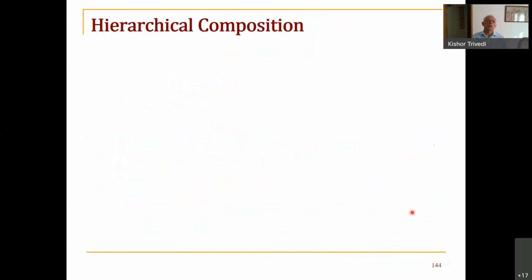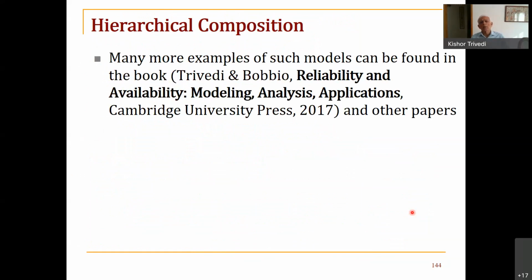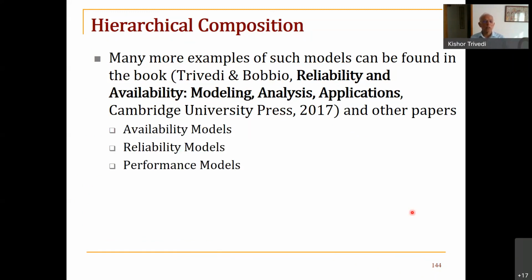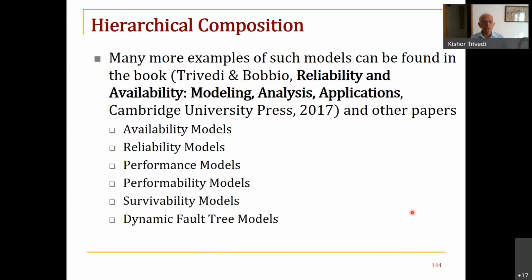So let's return to this hierarchical composition that we have been talking about, both in the Sun Microsystems example and in the IBM SIP example. Many more examples of such models can be found in the Green Book. And this is in the context of availability models, reliability models, performance models, performability models, survivability models. You find examples of all this in the Green Book.